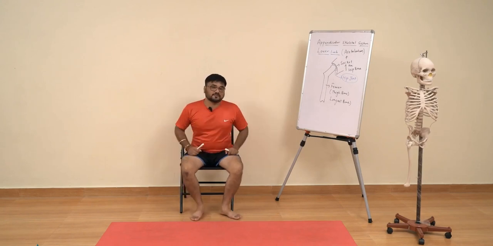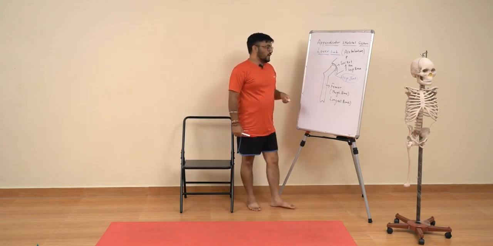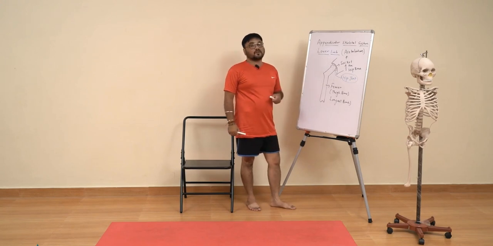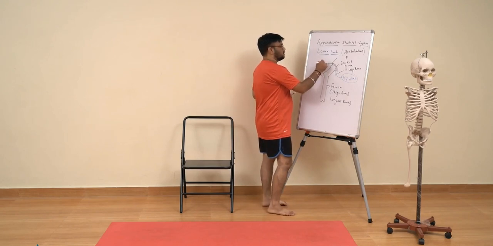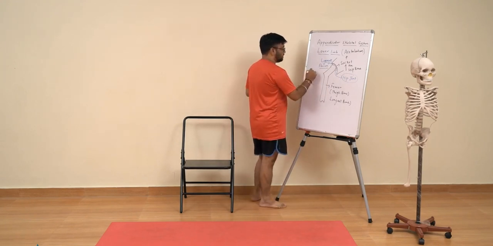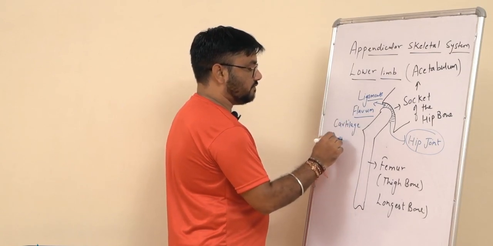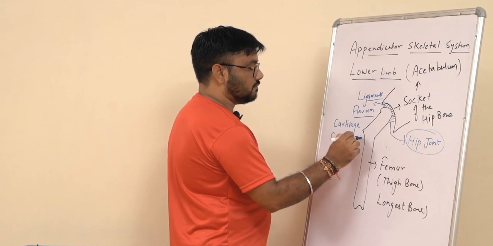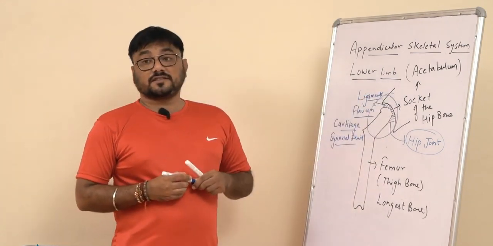Why am I explaining this for you, guys? Because there are so many structures between this head and socket. You have ligaments, you have ligamentum flavum here, you have cartilage, you have synovial fluid. So many structures come in this area. You have tendons, right?